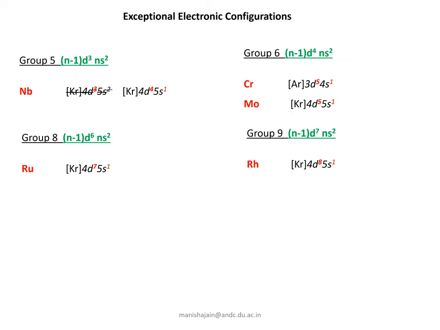Another property to discuss about transition elements is their atomic and ionic sizes and ionization energies. As a regular periodic property, size tends to increase from top to bottom and decrease from left to right across the period. That is what we observe here in case of transition elements as well.